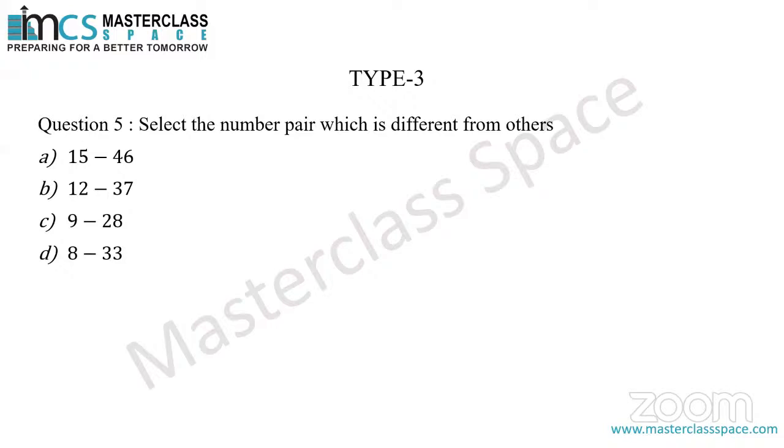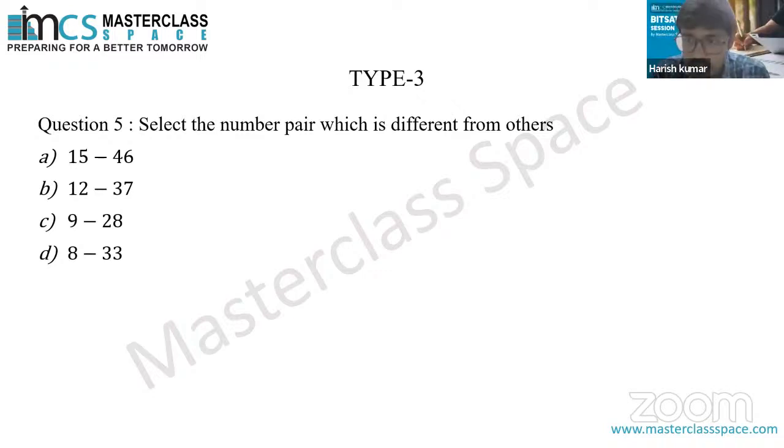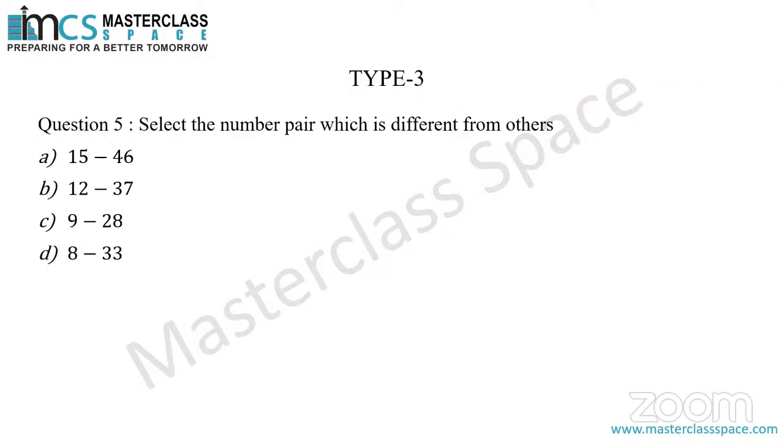Sir, we can also take the difference, like on the left hand side we have a difference of 3 continuously, and on the right hand side we have a difference of 9. No, I did not understand, Bhavani. Can you be clear? Like, sir, when we move from 15 to 12, we have a difference of 3, and then from 12 to 9, a difference of 3. And simultaneously, when we move from 46 to 37, we have a difference of 9, and then 37 to 28, a difference of 9. But in 8 and 33, we do not have.